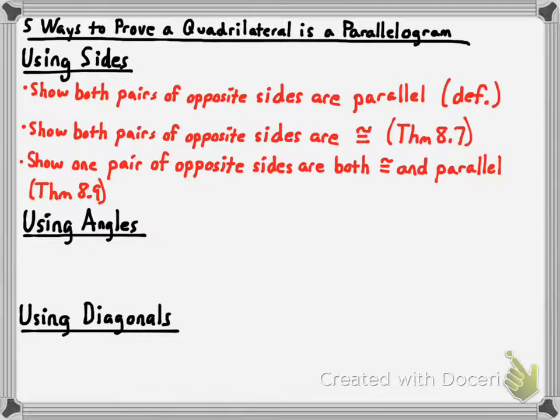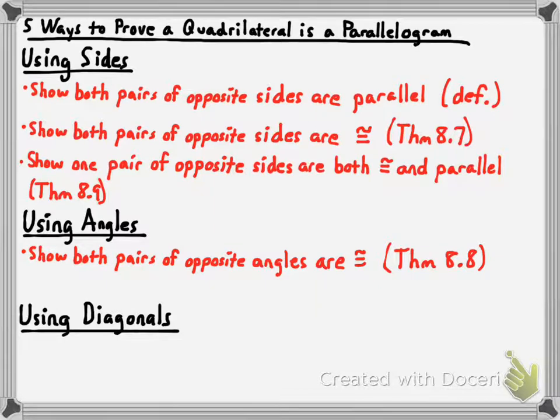Now, I mentioned that there's one way of using the angles in a quadrilateral to prove that it's a parallelogram, although you might remember that there are 2 properties about the angles in a parallelogram. The way you can use angles to show that a quadrilateral is a parallelogram, other than things that we've already discussed here, is that you can show both pairs of opposite angles are congruent. And that's theorem 8.8.